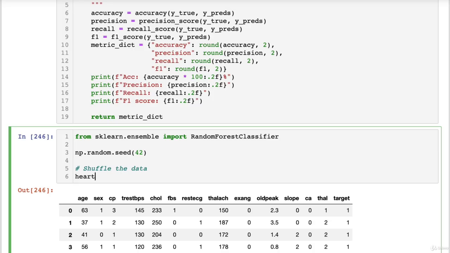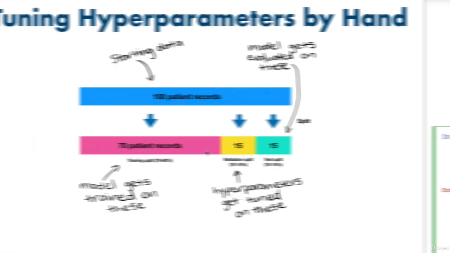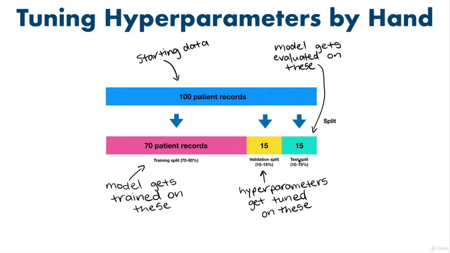Why are we shuffling the data here? If we're splitting into train, validation, and test split, we want to mix it up. Make sure it's not just the records coming in the order that they come in. If we're using slicing to create our train, validation, and test split, we want to make sure all of these records are jumbled up. So that's what we'll do.